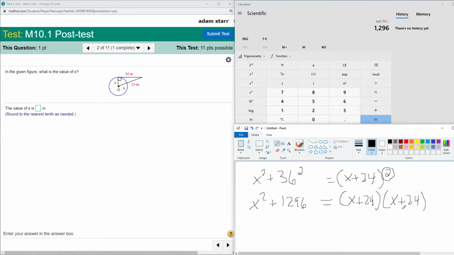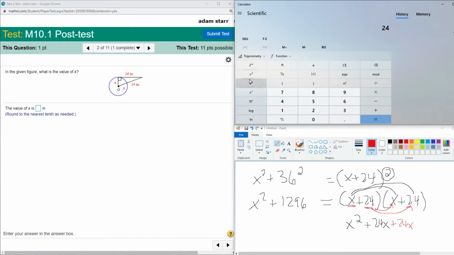Thinking back to probably Algebra 1, this is a double distribution question now. The x has to multiply to the x, which is x squared. The x also has to multiply to that 24, which is a positive 24x. Then we just distributed this x, so we have to distribute this 24. The 24 distributes to x, so that's another positive 24x, and the 24 distributes to that 24, which is 24 squared, which is 576.